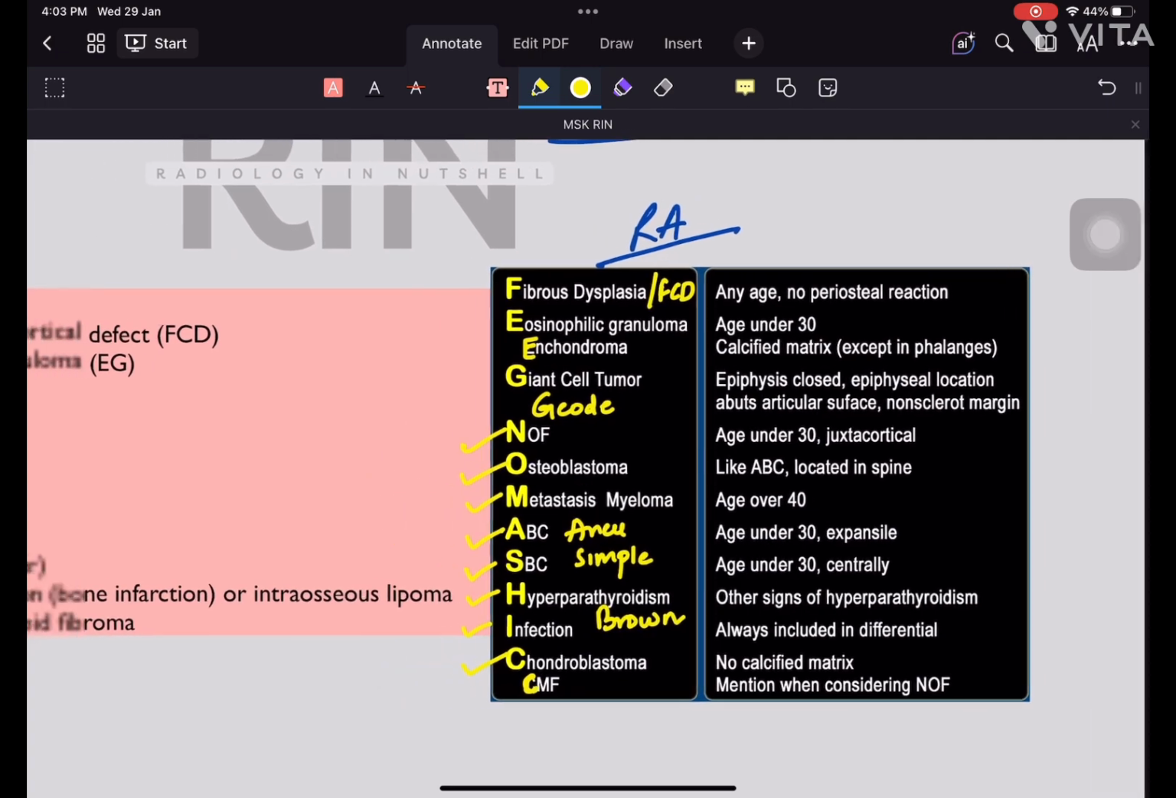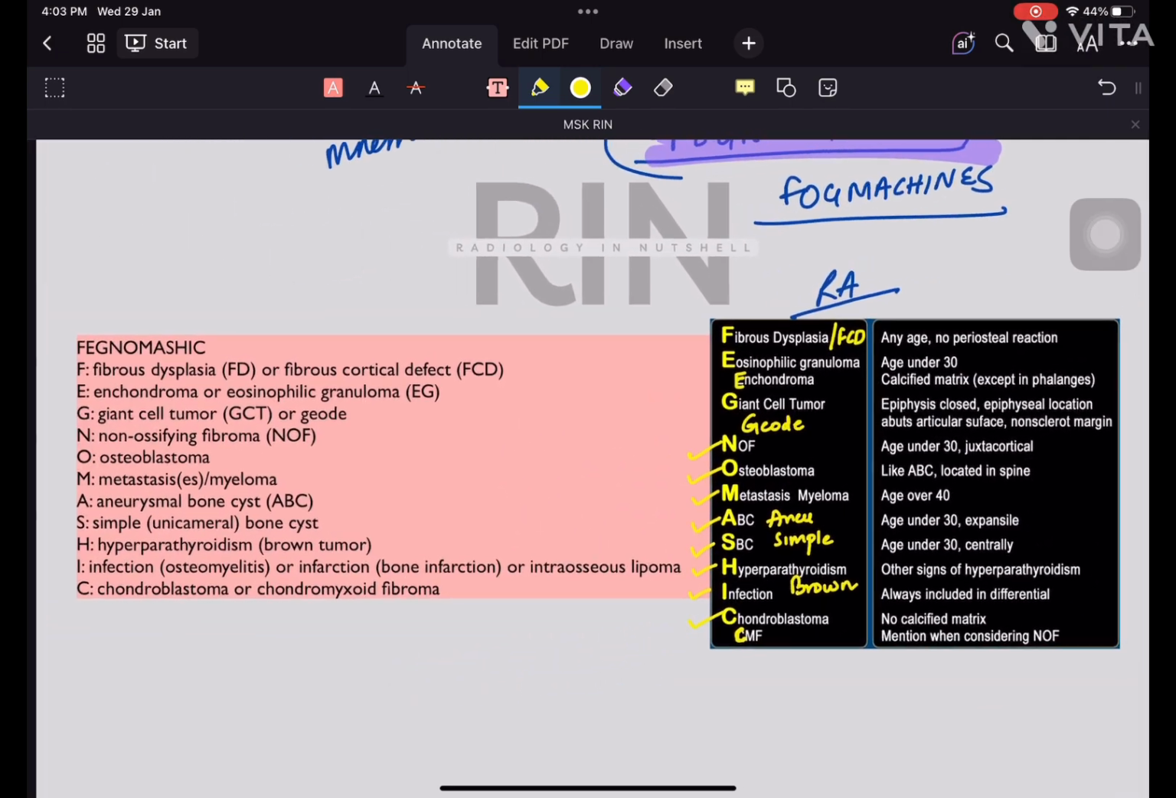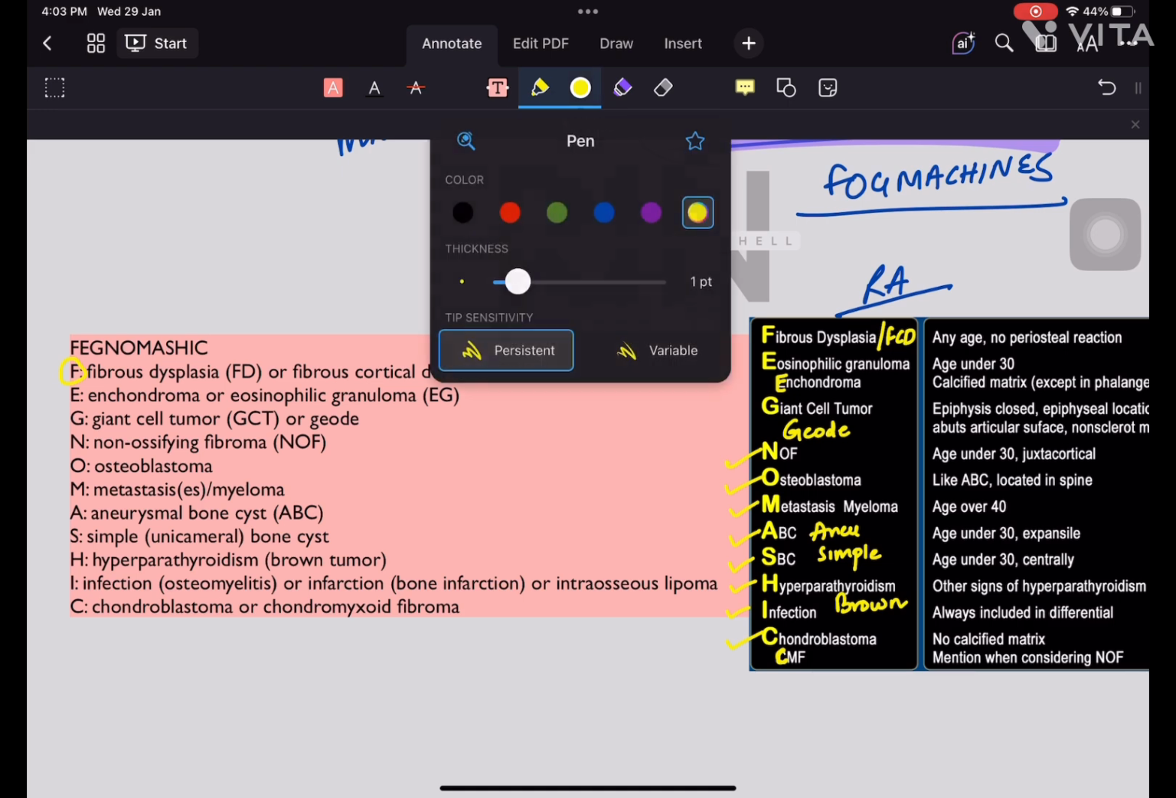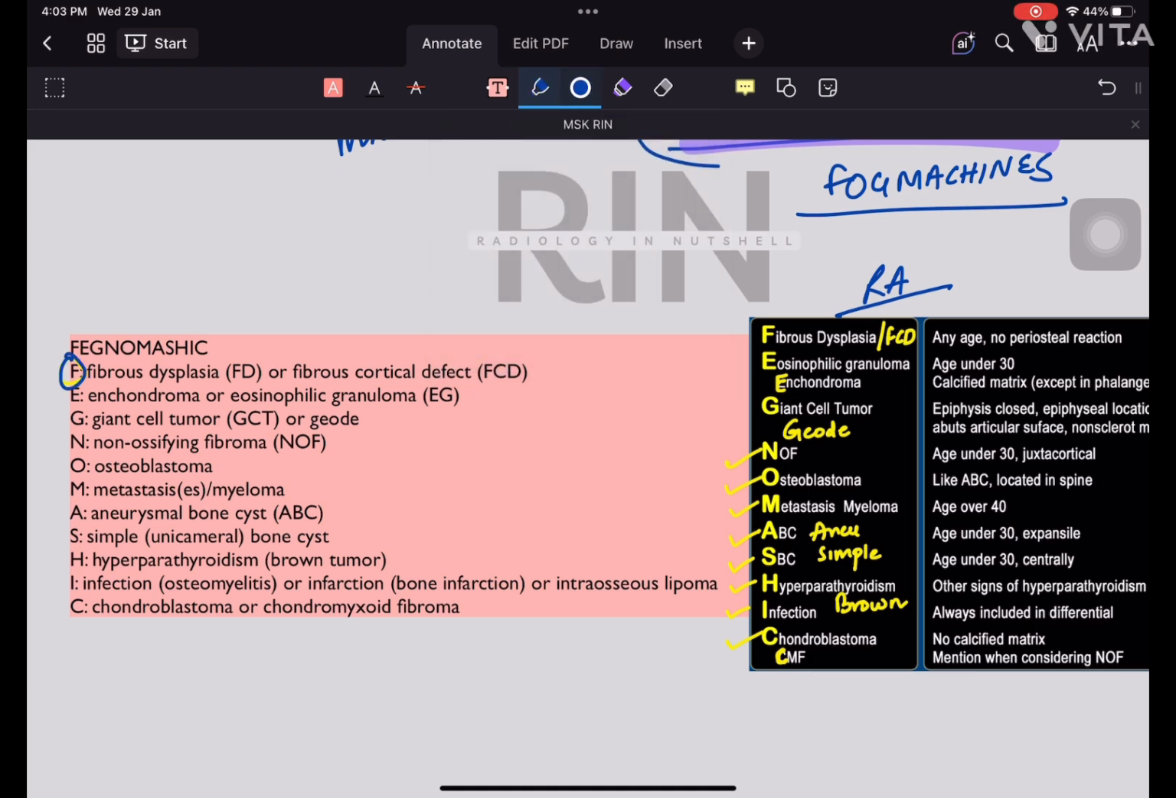So we have to remember three entities with the letter I. One is infection, the other one is infarction, that is bone infarction, and the third is intraosseous lipoma. C is for chondroblastoma and chondromyxoid fibroma. So the same things are highlighted in the pink table there.